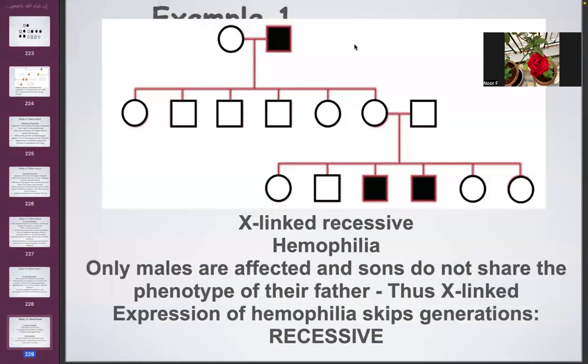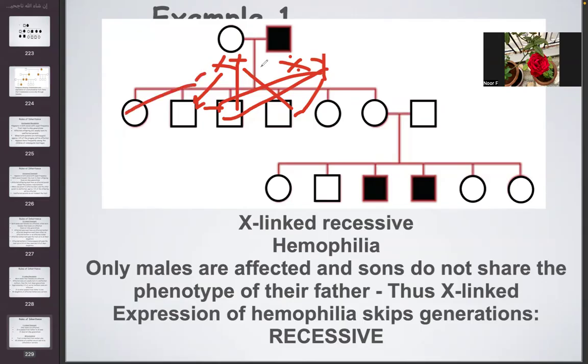Here if we take that the father is affected, so X dot Y, mother is not affected, probably. So the sons received one X chromosome from mother and one Y chromosome from father. Again, one X chromosome from mother and one Y. They are all normal. But there is a probability that females are carriers here.